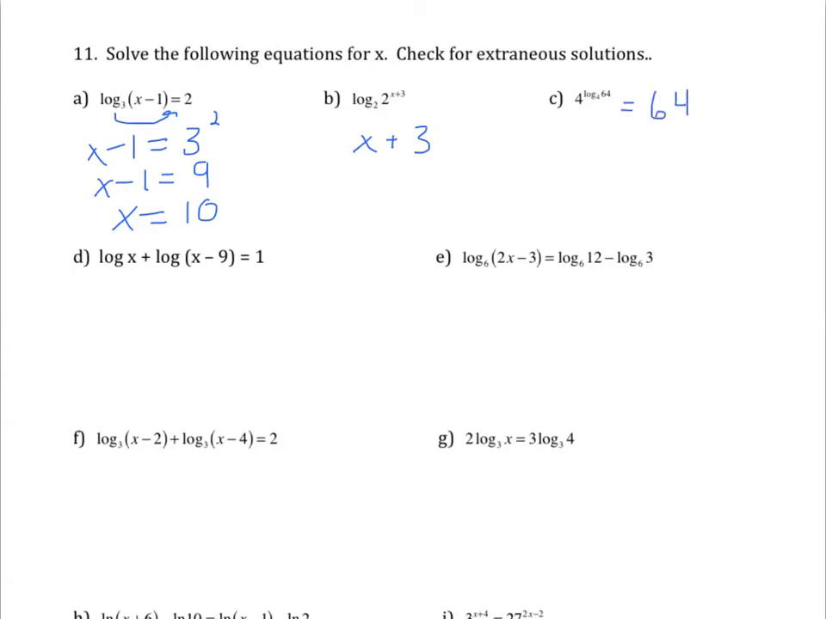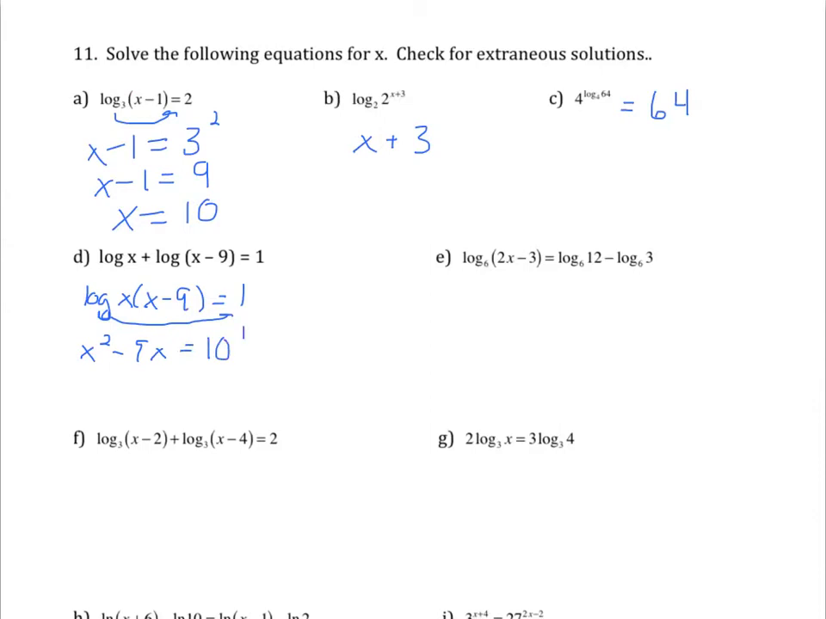For D, we cannot solve an equation if we have 2 logarithms on one side. So the first thing we need to do is condense. So I'm going to condense using multiplication. So I have log of x times x minus 9 equals 1. And then this log really has a base of 10 that I can't see. So I'm going to take the 10 and rotate it around. And I'm going to multiply through the x. So I'm going to have x squared minus 9x equals 10 to the first.